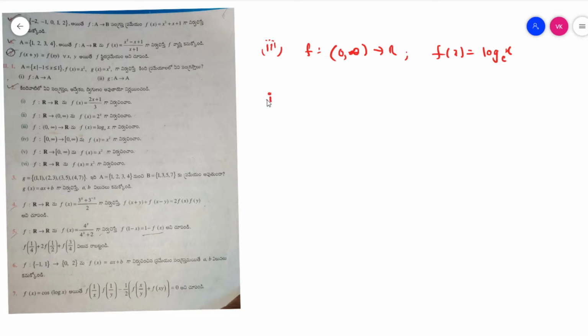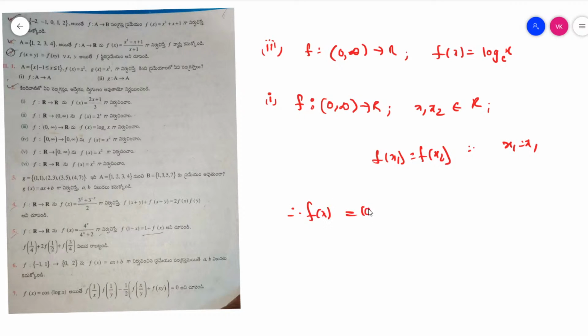First, in case we have to prove that a given function is an injection or not, let's go for that. We know that if f maps (0, infinity) to R, and x1 and x2 belong to the domain, then f of x1 is equal to f of x2 implies x1 is equal to x2. Here the function is f of x is equal to log x base e, so we have to take f of x1 equal to f of x2.